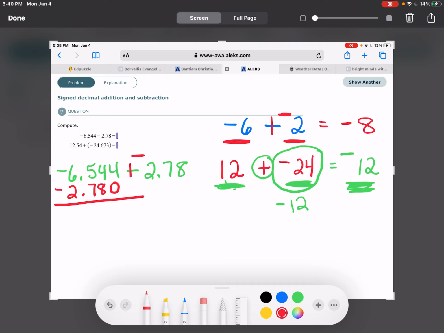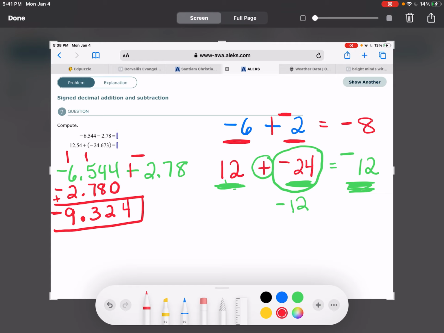I'm adding, remember? 4 plus 0 is 4. 4 plus 8 is 12. Carry the 1. 7 and 5 is 12, and 1 is 13. Keep this decimal right where it goes. 6 and 1 is 7, 8, 9. So when I add those together, I'm going to get negative 9.324. All right, so that will be the answer that goes in the box up there.